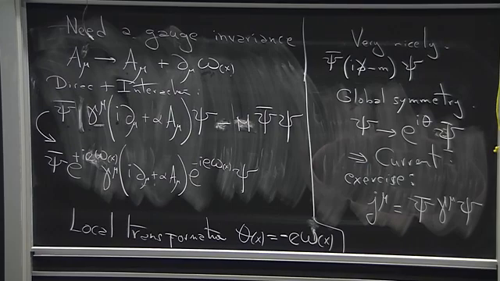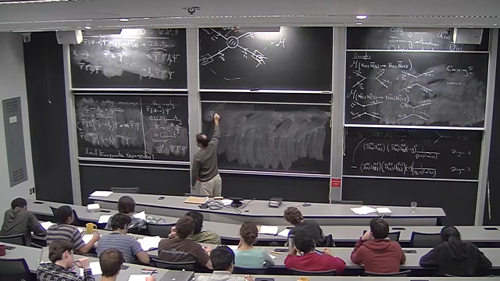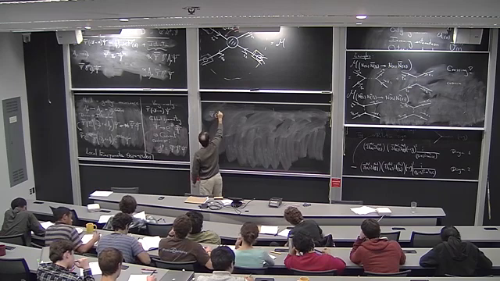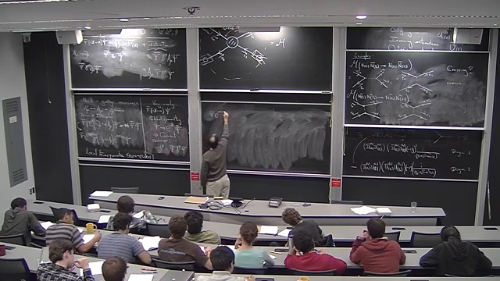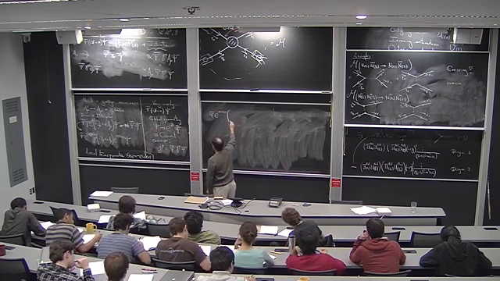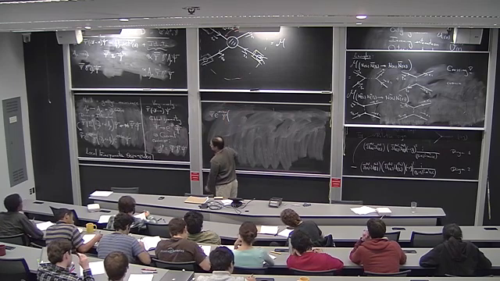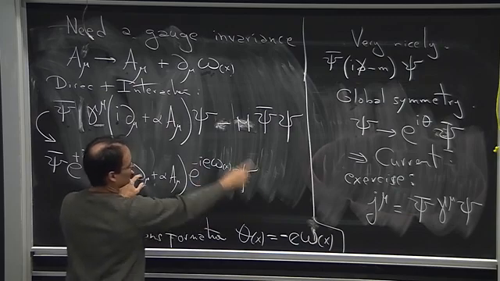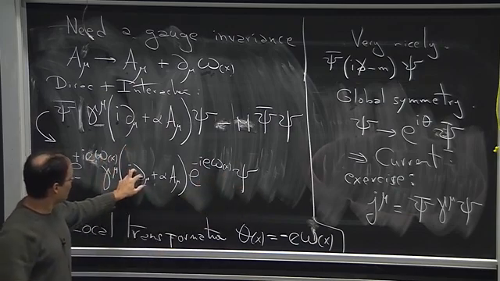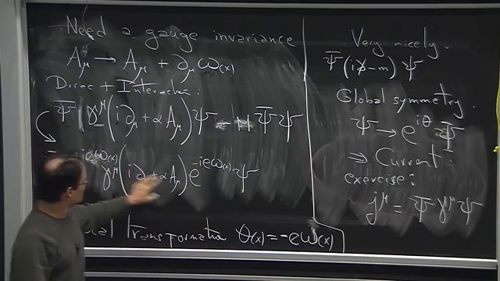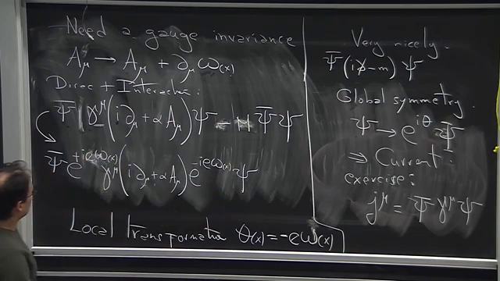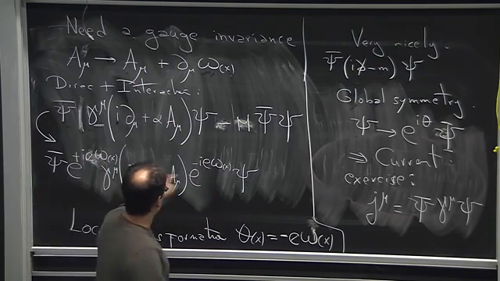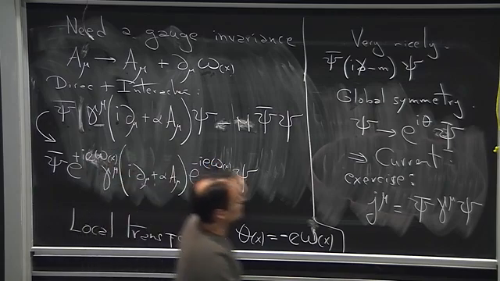And we should get something sensible, I hope. So what do we get? We get psi bar e to the i e w of x times, again, I forgot the gamma mu. Now, when this acts on this whole thing, it produces two terms. One when it acts on this, and one when it acts on the fermion.